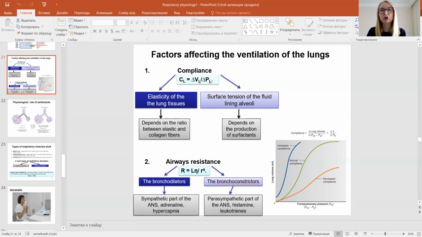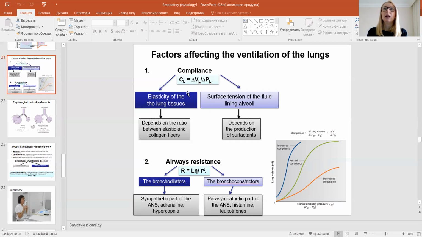human. In the case of compliance decrease, a patient must spend too much energy on the inspiratory muscle contraction in order to ensure pulmonary extension during inspiration. As a rule, in this case, breathing becomes superficial and frequent.